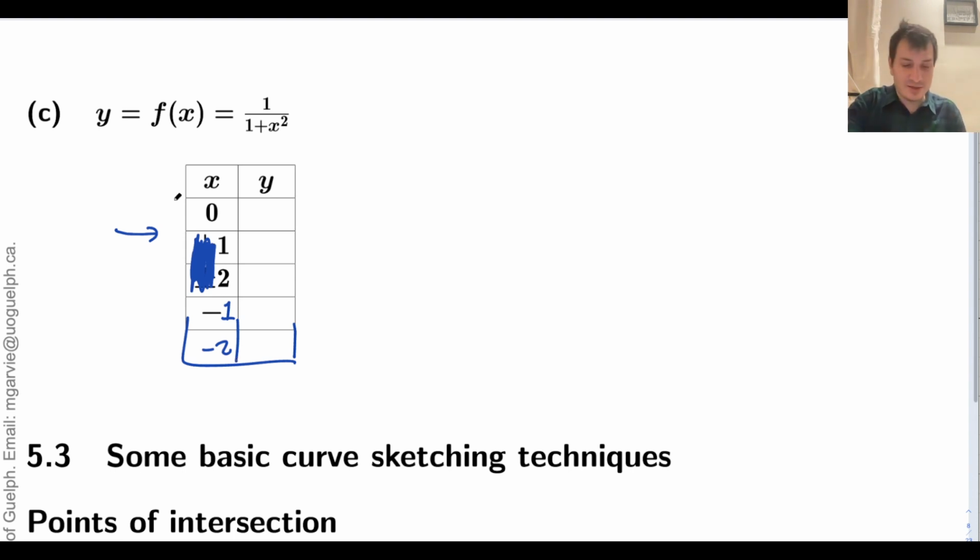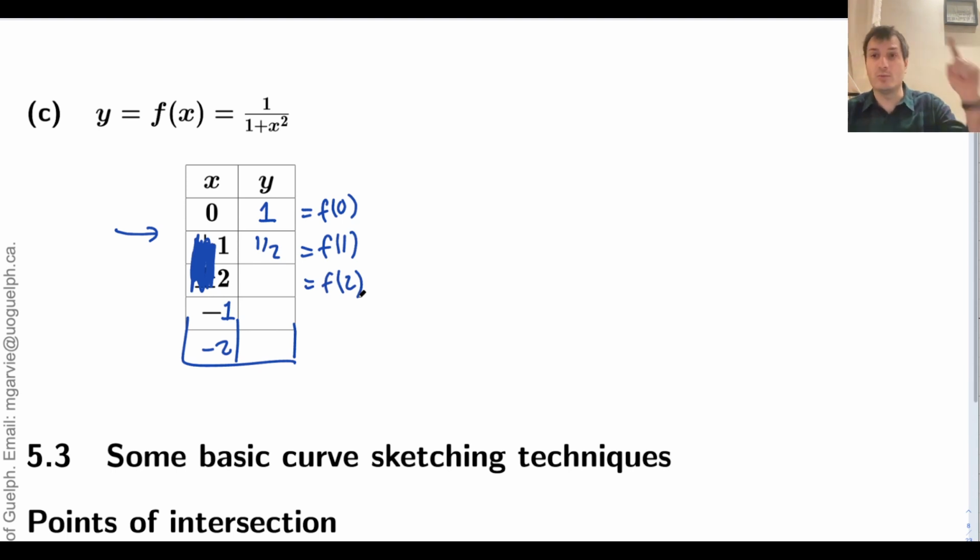So the first step is you just plug in these x values, find f of 0, and that's going to be the y value, f of 1, f of 2, f of -1, f of -2, just like we did before for a bunch of different examples. So here, if you put in x equals 0, you get 1 over 1 plus 0. That's 1. If you plug in 1, f of 1 is 1 over 1 plus 1. That's a half.